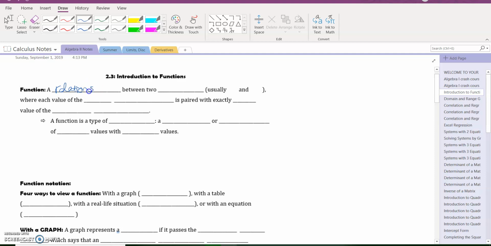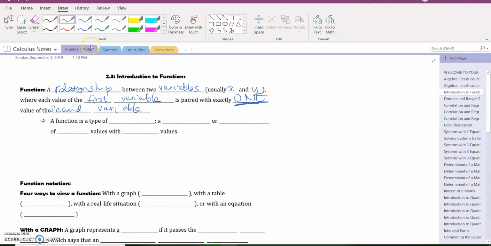So a function is a relationship between 2 variables. The variables you're most familiar working with are x and y, but they will start to be different because we're going to do them in context. So then they will change depending on what context we're in. So each value of the first variable is paired with, now here's the key, exactly one and only one value of the second variable.